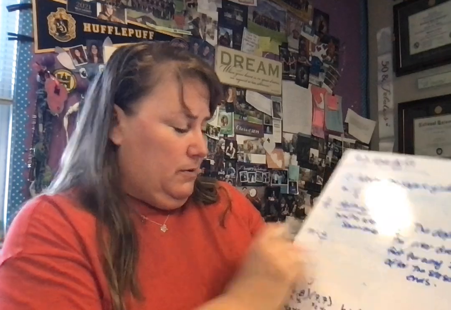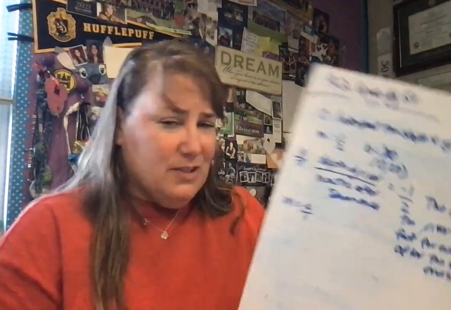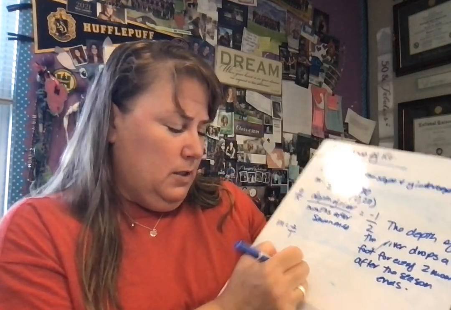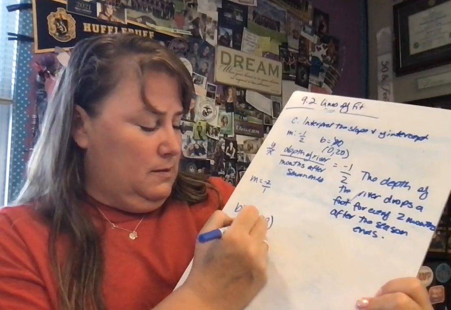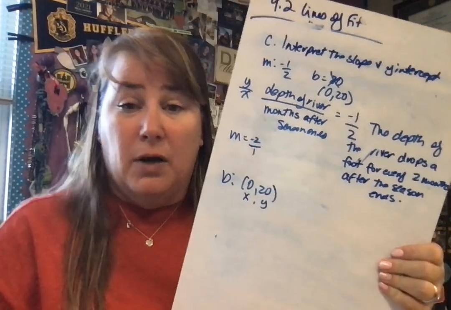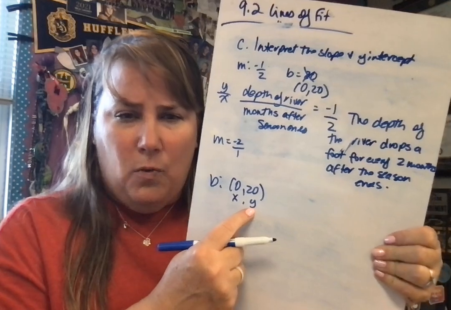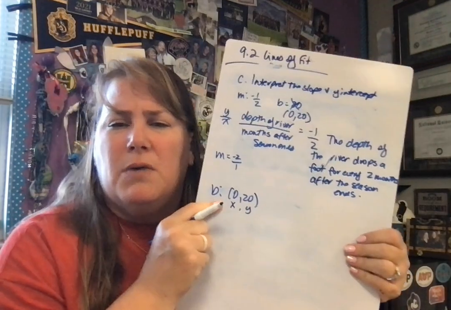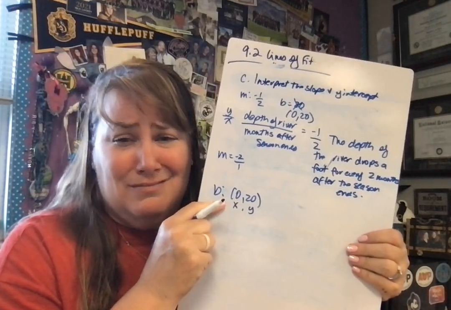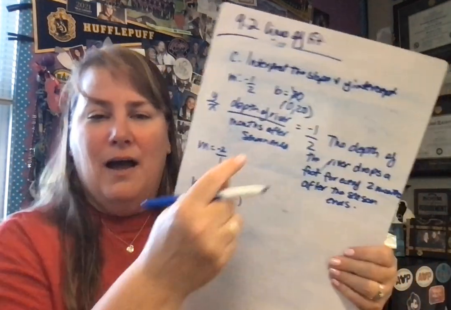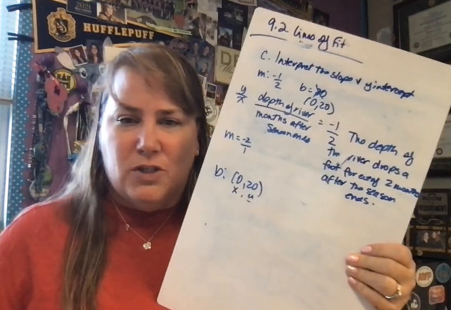Now we got to do the b part, which this one, you have to talk about your 0. Okay? So b is 0, 20, and that's x. That's y. Okay? What does x represent? Months after the monsoon season ends. What does y represent? Depth of the river. So if we want to say 0 months after the monsoon season ends, it's kind of a weird way of just saying, hey, when the monsoon season ends, the river is going to be 20 feet deep. You have to talk about that 0.